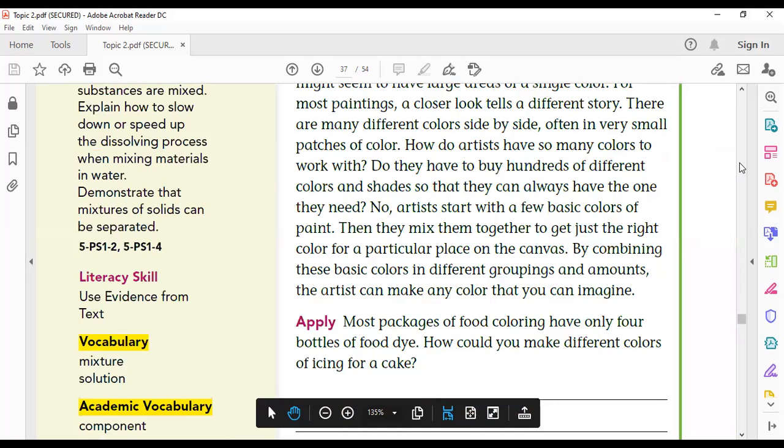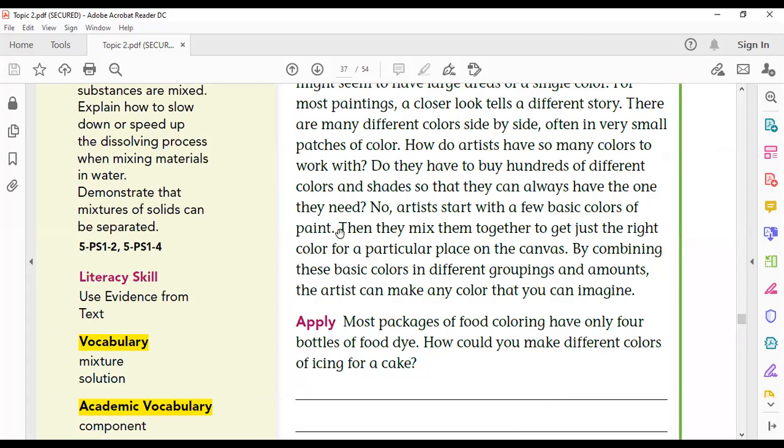So again, artists start with a few basic colors of paint. Then they mix them together to get just the right color for a particular place on the canvas. By combining these basic colors in different groupings and amounts, the artist can make any color that you can imagine. Look at this question.